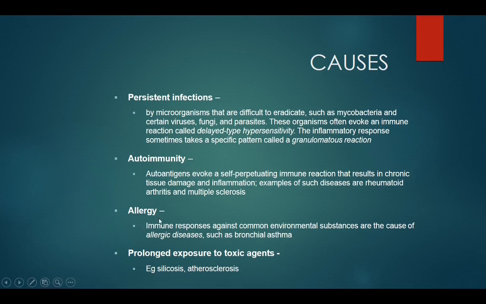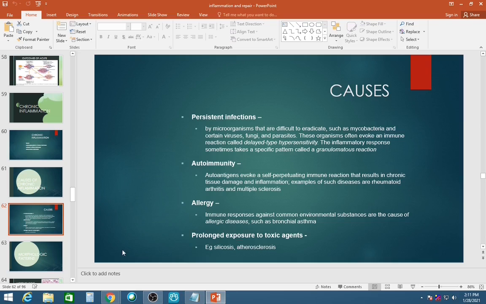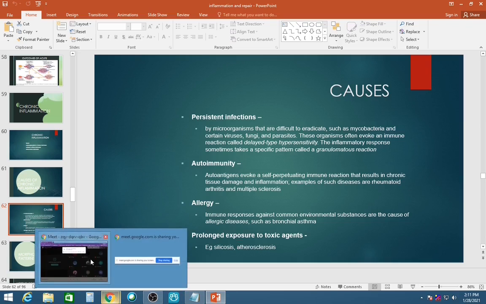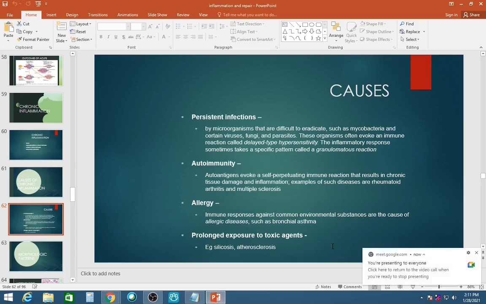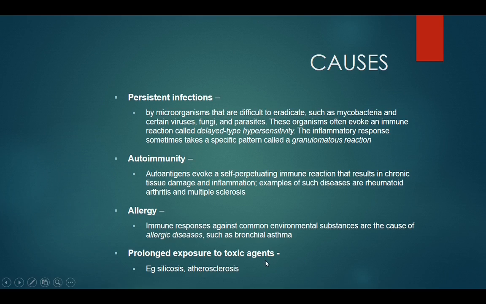Now allergy: immune responses against some environmental substances are the cause of allergic diseases such as bronchial asthma. We have already seen many patients who have bronchial asthma, and it also comes under chronic inflammation because they have to take medication for their whole lifetime for survival. So it's chronic. And prolonged exposure, such as silicosis, atherosclerosis and even asbestosis, also leads to chronic inflammation.